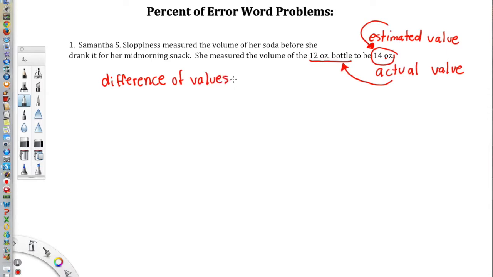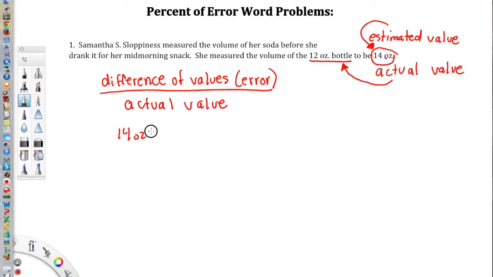Okay, and this is our error. This is going to be our error: the difference in values divided by the actual or the correct value. So for the difference in values, we need to take 14 ounces, subtract 12 ounces from it, and then divide it by the actual amount, which is 12 ounces. And that will give us the error.